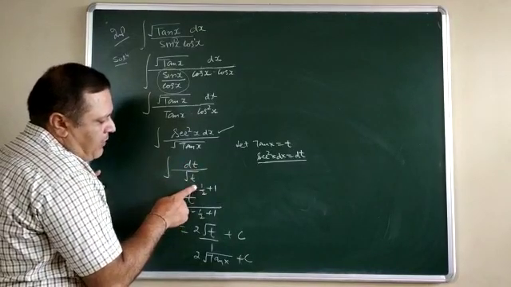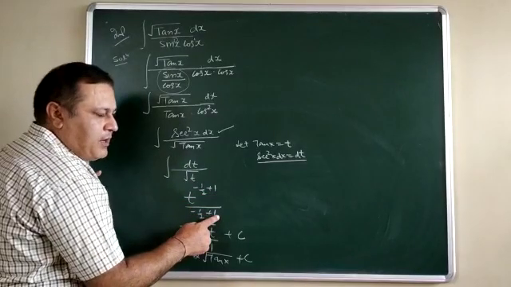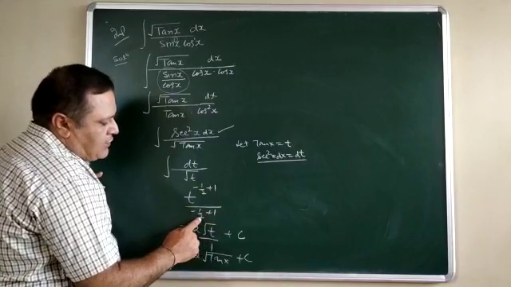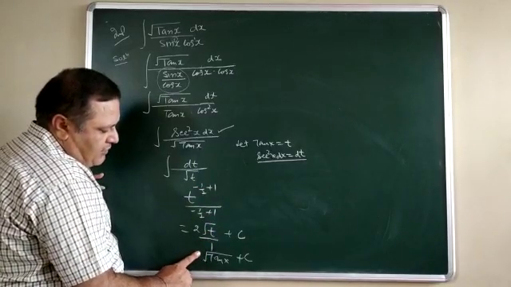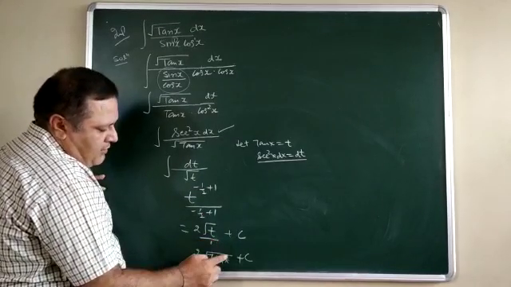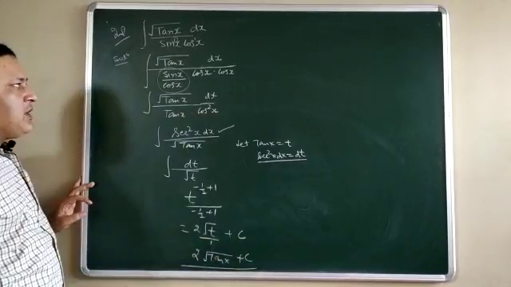So it is t to power minus 1 by 2. Minus 1 by 2 plus 1. After addition, you will get t to power 1 by 2, means under root, also 1 by 2, and 2 will be transferred to the numerator. So the answer becomes equal to 2 under root tangent x plus c, where c is the constant of integration.